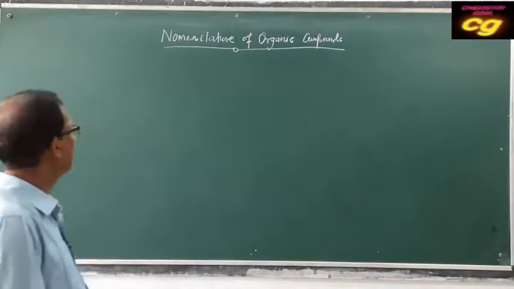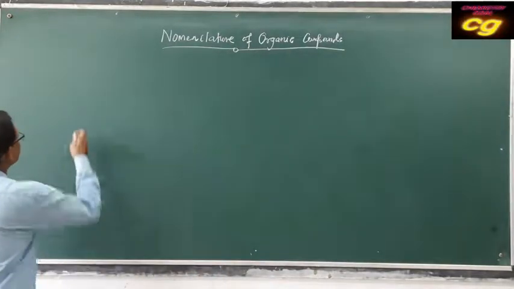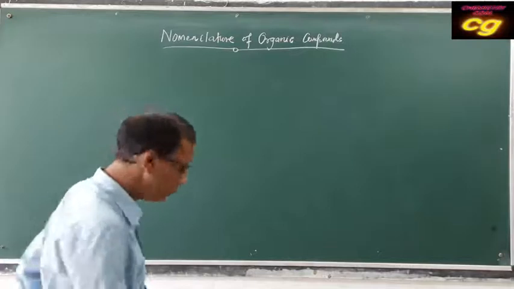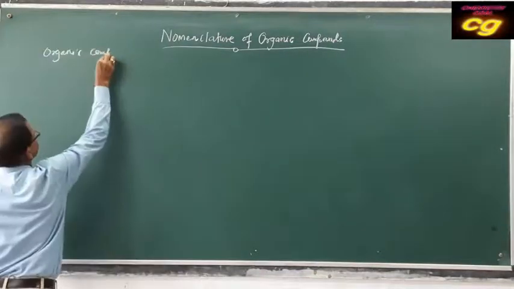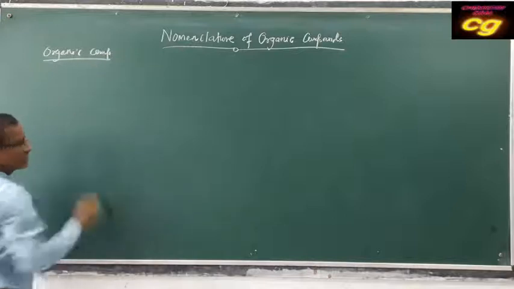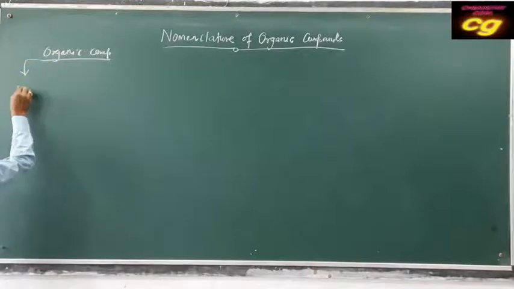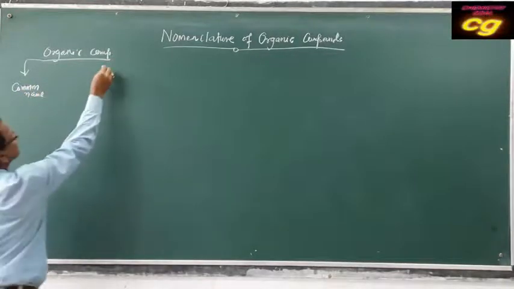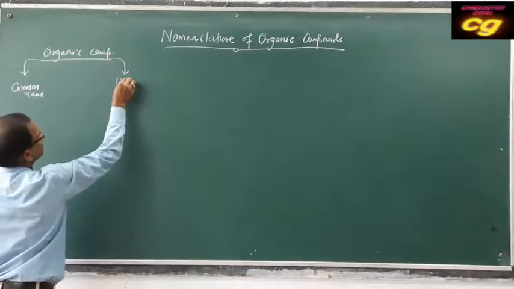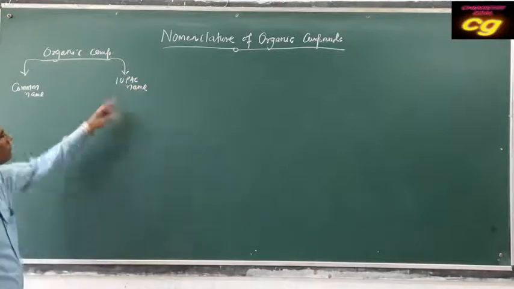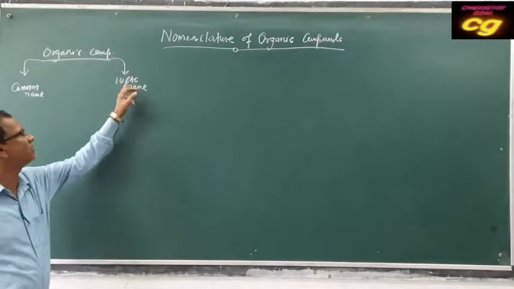If you see organic compounds and their nomenclature, an organic compound has two names. One is the common name, and another is the IUPAC name. IUPAC means International Union of Pure and Applied Chemistry.